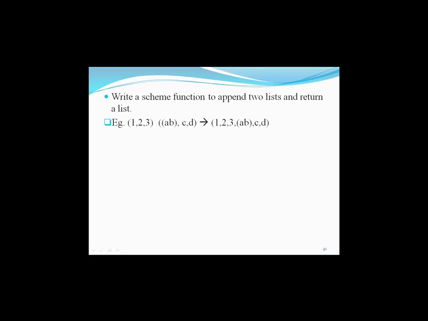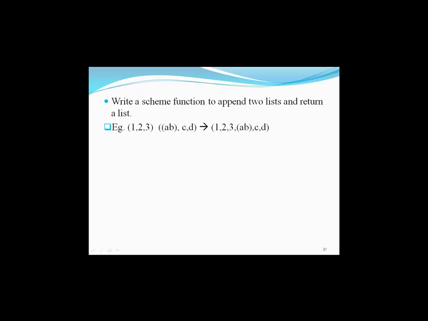Now we'll see how to write a function to append two lists and return a list. This is our example. We are giving a list with 1, 2, 3 and a list with (A B) sublist, C, D, and when we append it, this is the output we should get. Now we'll see how we have written the function. First we are defining the function name append, then list 1 and list 2 we are sending. Then if list 1 is null, we are going to send list 2.